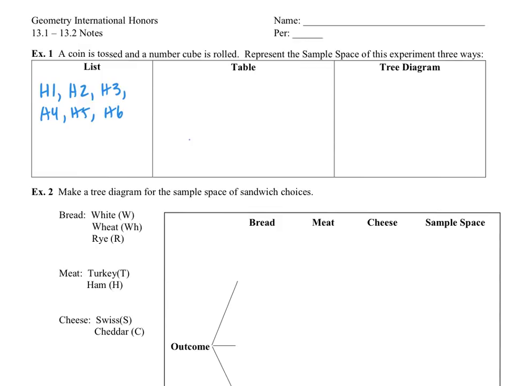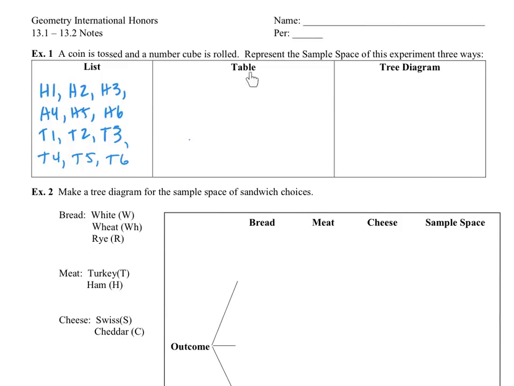So let's list all those possibilities. We could flip a coin, get tails, and then roll a 1. We could do tails and then roll a 2. We could get tails and a 3. We could flip a coin, get tails, and then roll a 4, and then tails and 5, tails and 6. So we can see that that's an organized way to list all the possible outcomes.